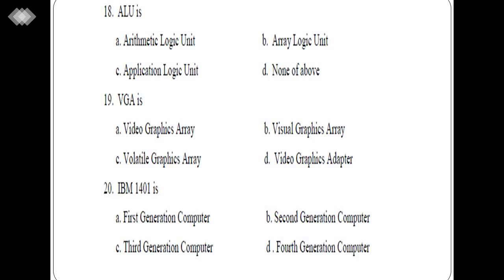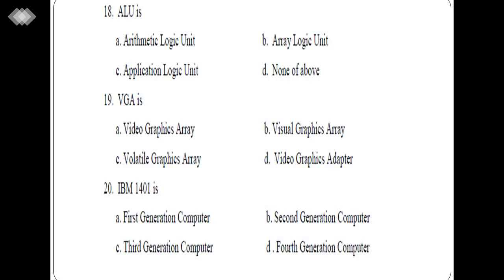Now move to question number 18, that is ALU. We will find four options are given, and then we will find the full form: Arithmetic Logic Unit, Array Logic Unit, Application Logic Unit, and D option is none of above. Now question number 19, that is VGA, which stands for Video Graphic Array, Virtual Graphics Array, Volatile Graphics Array, or Video Graphics Adapter.